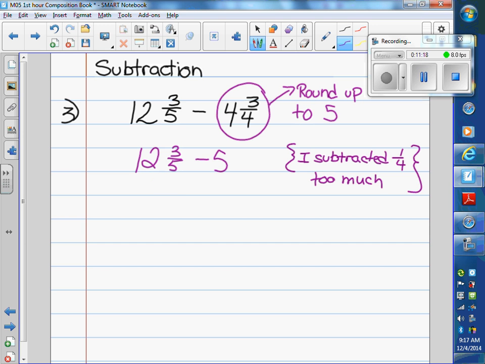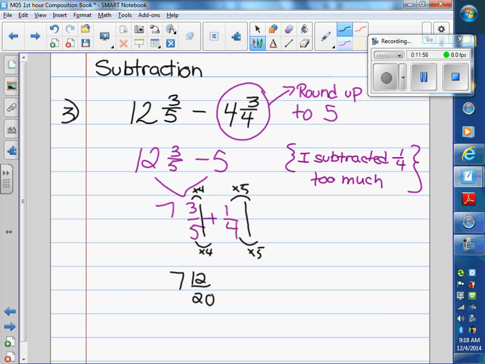Okay, but it's easy to do this. This is just 7 3/5, right? So far, so good? But I took off a fourth too much, so what do you think I have to do? Add it back. That's going to give you the correct answer. So now I just have to get my common denominator, which is 20 in this case. So this is 7 12/20 plus 5/20, which is 7 17/20. Doesn't reduce.